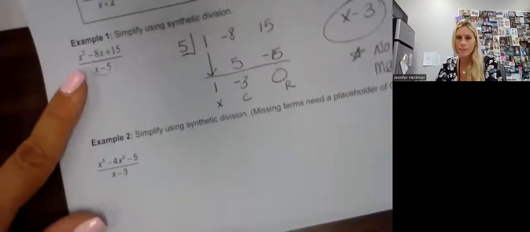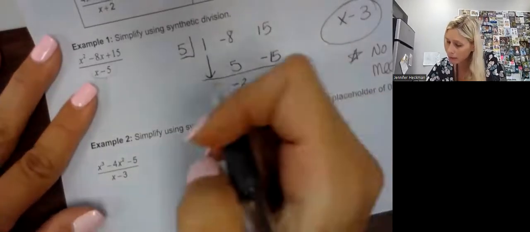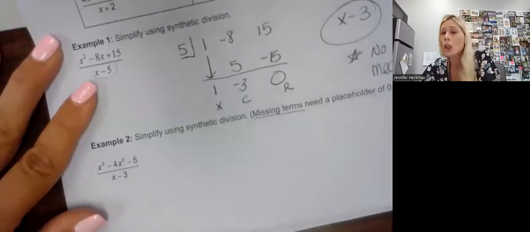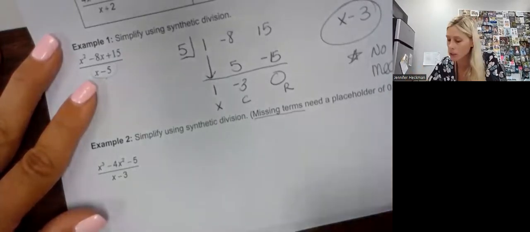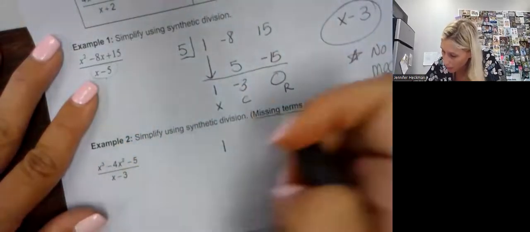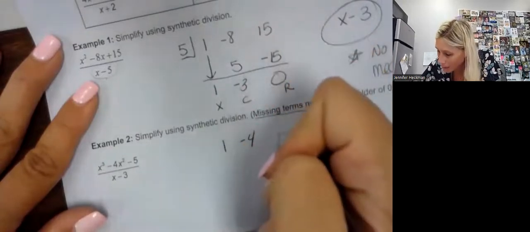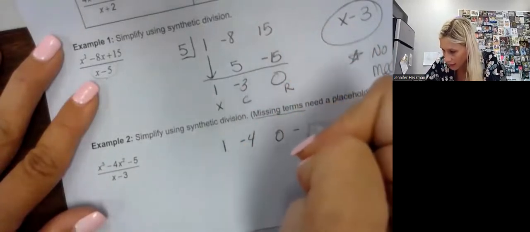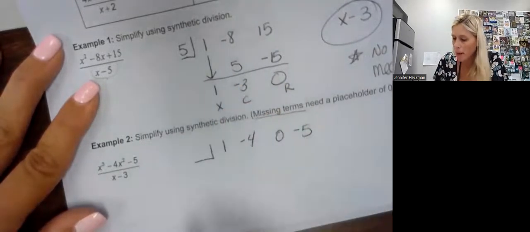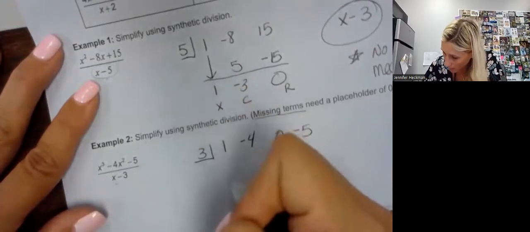Do it again. We can use synthetic because it's x minus 3. Now here, I even have a note for you. Don't forget those missing terms, just like we did in long division. So we have an x cubed, so that's 1. The x squared is -4. The x is 0, and the constant is -5. Okay, see how I put that in? What makes this binomial 0? That would be 3.